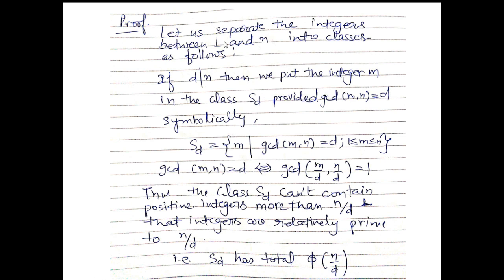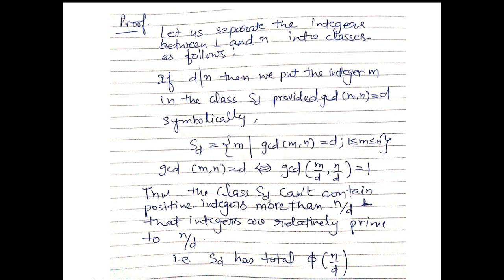Let's prove it. So let us separate the integers between 1 and n into classes. How do we divide them into classes? If d divides n, then we put the integer m in the class S_d, provided GCD of m and n is d. So in symbols we can write S_d is all those m such that GCD of m and n is d, where 1 is less than or equal to m less than or equal to n. So GCD of m and n is d if and only if GCD of m by d and n by d is 1. This is a well known result.